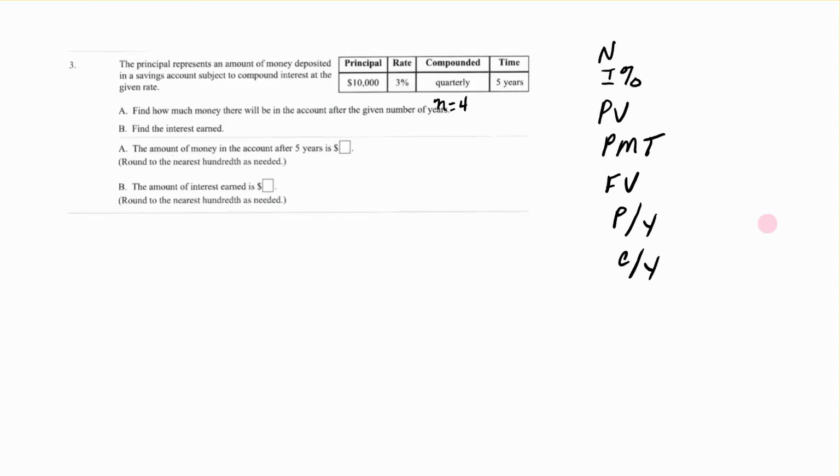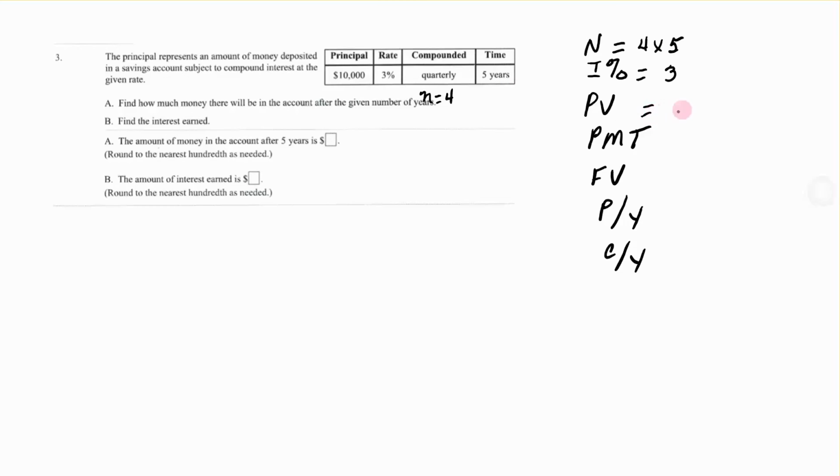All right. Total number of periods, 4 per year for 5 years. 4 times 5, it will change that to 20. Or you can just put 20 in. The percent is 3. The present value is 10,000. Payment, there are no payments. This is 0. Future value, unknown. And because it is compounded quarterly, those are both 4s.